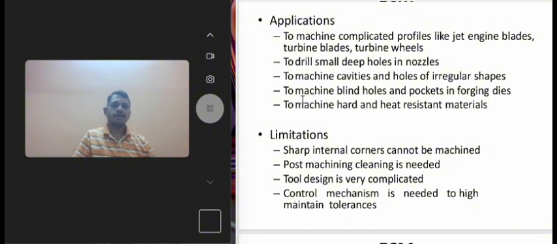Limitations and disadvantages. Limitations: sharp internal corners cannot be machined. Post-machining cleaning is needed to reduce the corrosion of the workpiece. Tool design is very complicated and it requires a cut and dry method to achieve the final shape. Complicated control is needed for the maintenance of high tolerance.